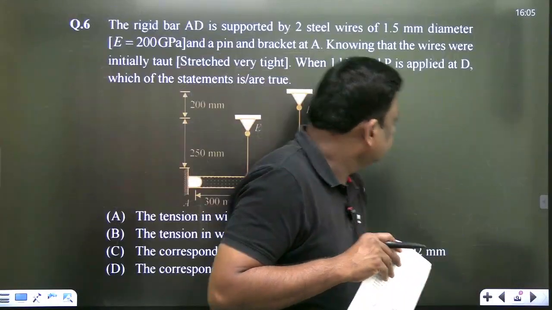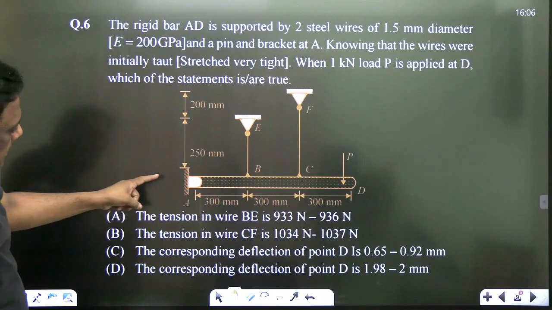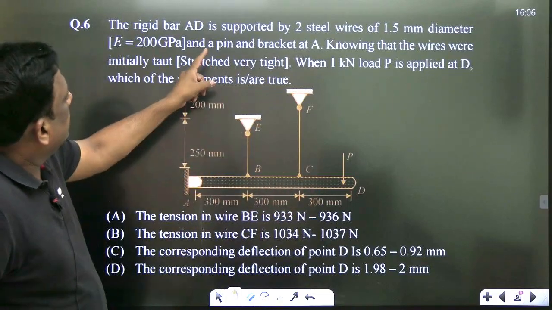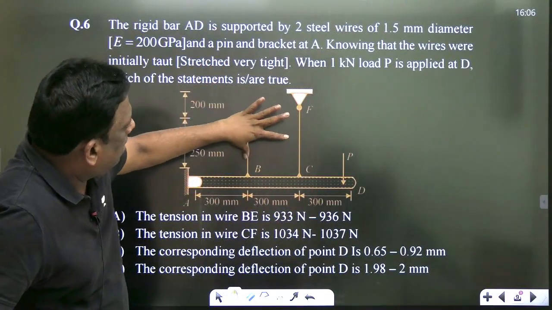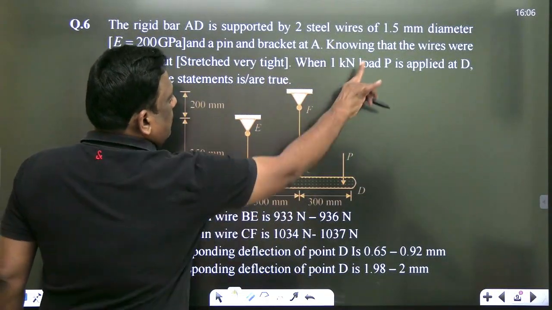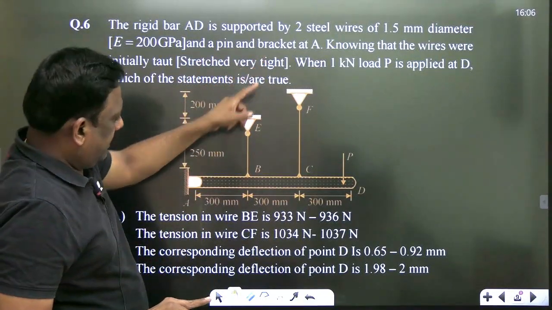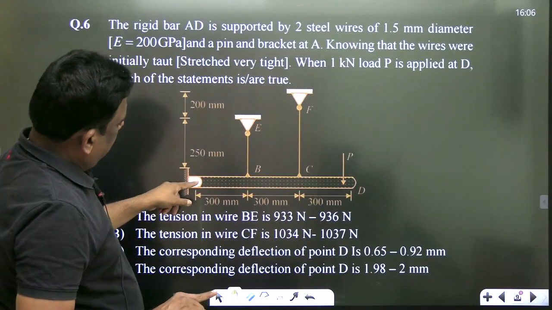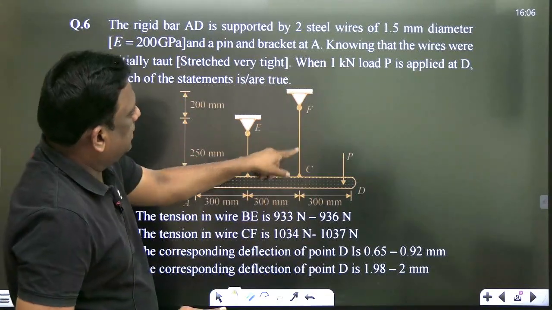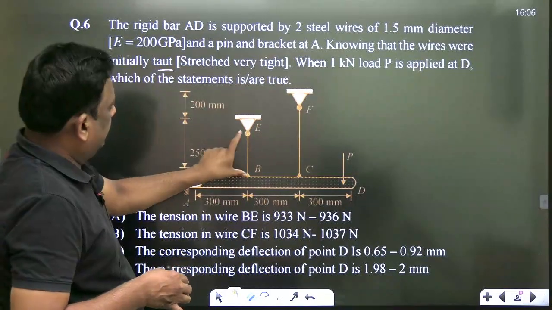Next question. Now, this is a good question. Check. A rigid bar AD is supported by two steel wires. The diameter of both wires is 1.5 mm and Young's modulus is given, and a pin and a bracket at A. Okay, there is a rigid bar hinged here and supported by two steel wires. Initially they are taut, meaning tight initially.